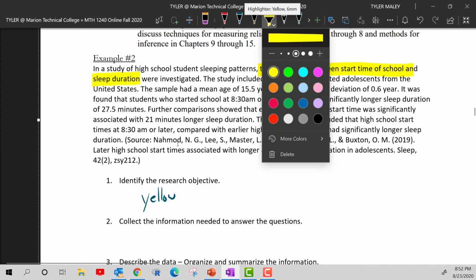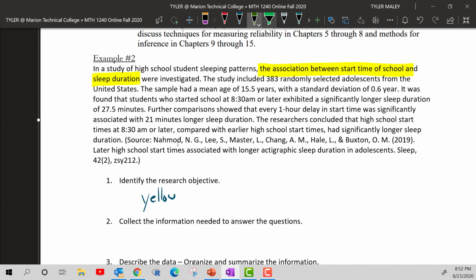Let's see what's another color I can get here for the highlighter. Let's do green. Right, so question 2, all highlighted in green. So it says, collect the information needed to answer the questions. So essentially, this next sentence answers that. Right, so the researchers studied 383 randomly selected adolescents from the United States, is what I had written for number 2, right?